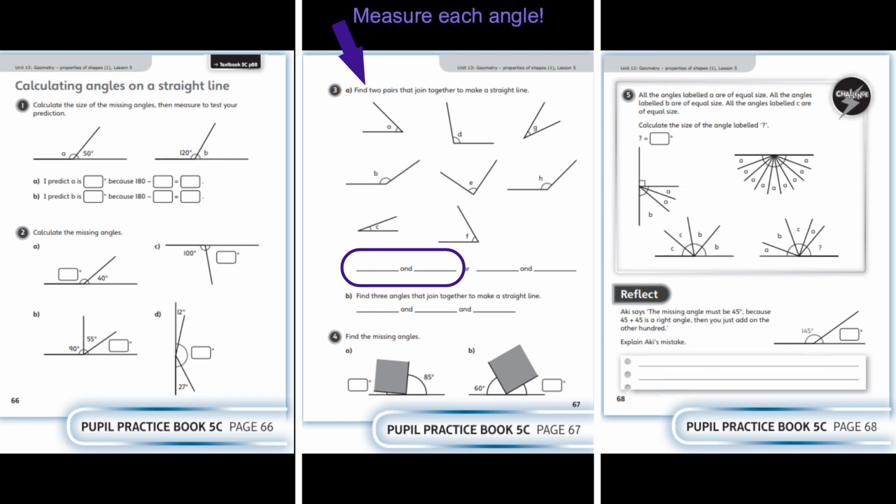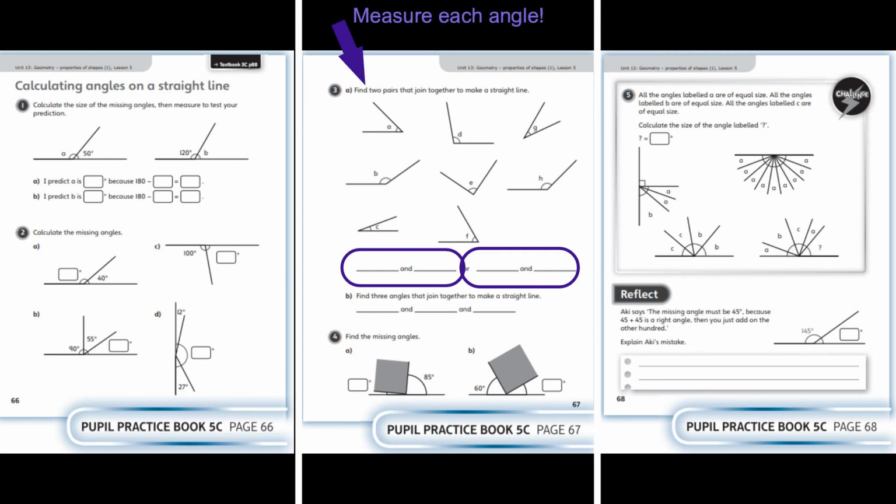Notice it asks you to find 2 different pairs that add up to 180. So I've put circles around it. Blank and blank would add up to 180, or you can have blank and blank add up to 180. For the B part of that question, it wants you to find 3 angles that add up to a straight line. So that means you're going to need 3 numbers that when you add them all up equal 180 degrees.